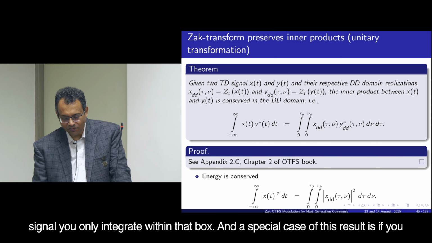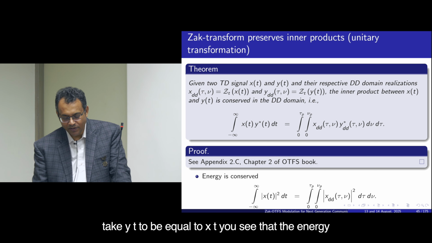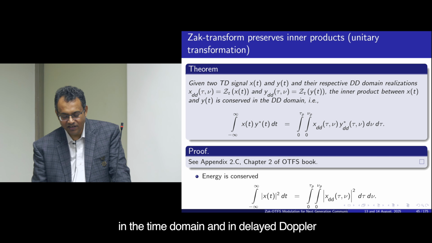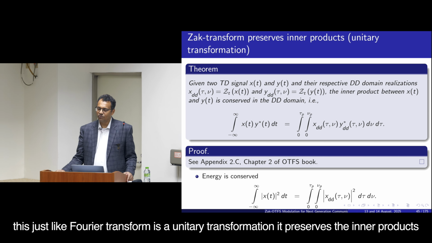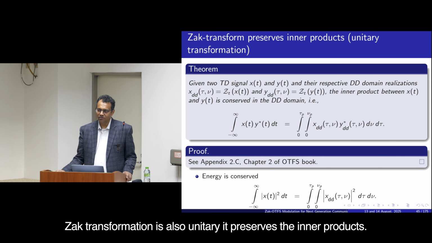And a special case of this result is if you take y(t) to be equal to x(t), you see that the energy in the time domain and in the delay Doppler domain is also preserved. Okay. Actually, this is a unitary transformation. Basically, just like the Fourier transform is a unitary transformation and preserves the inner products, the Zak transformation is also unitary, it preserves the inner products.